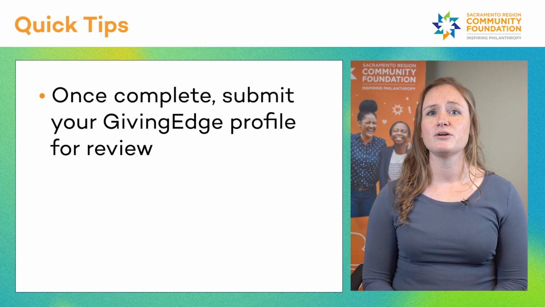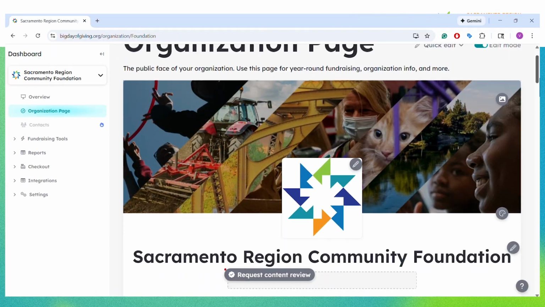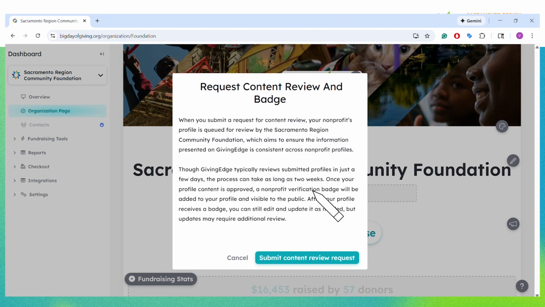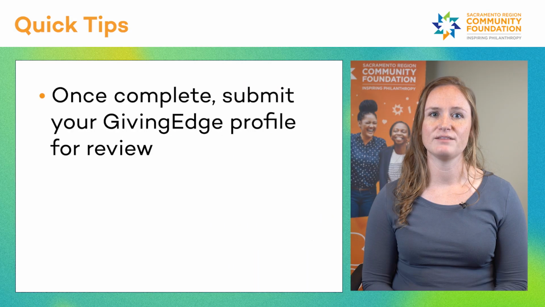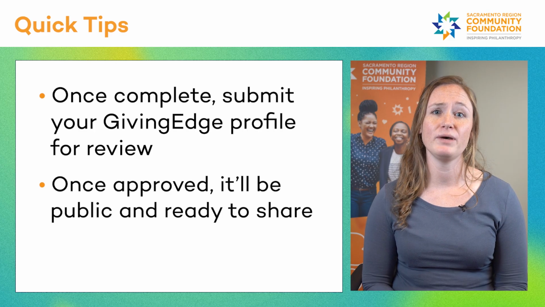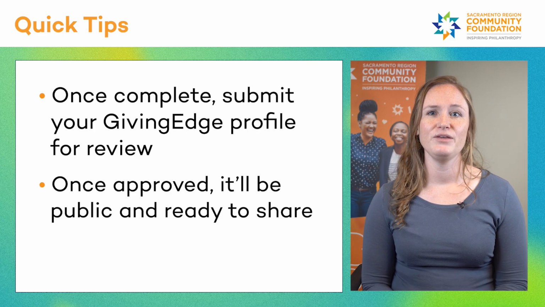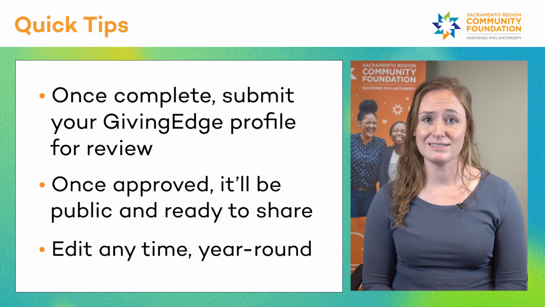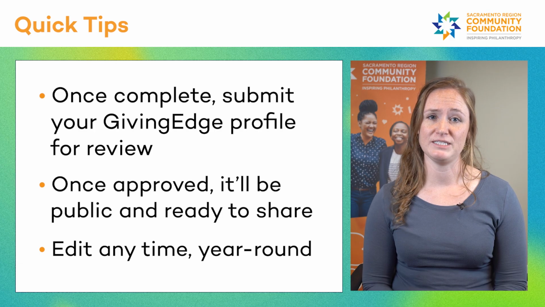Once you fill out your nonprofit's GivingEdge profile with the required items, submit it to the Sacramento Region Community Foundation team for review by clicking the Request Content Review button at the top of your profile. After it's approved, your GivingEdge profile will be made public and appear in search results. You can also share your GivingEdge profile link directly with supporters. And remember, you can edit your profile any time of year, even outside of Big Day of Giving.